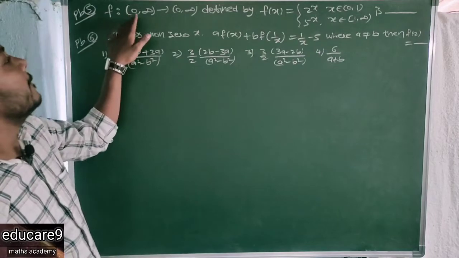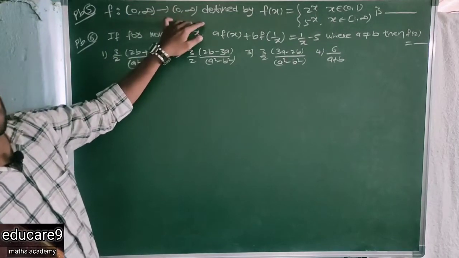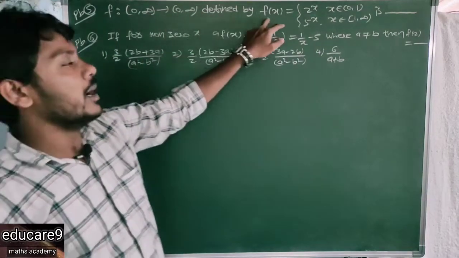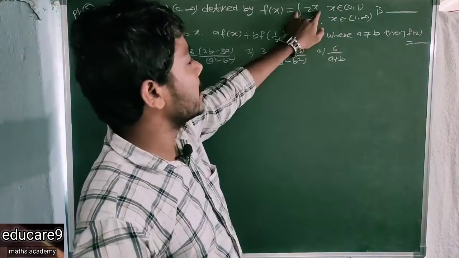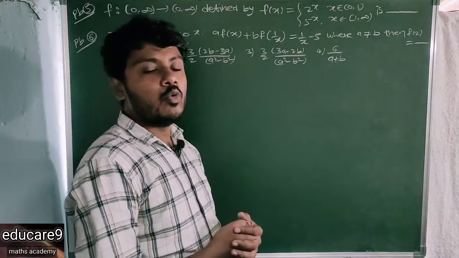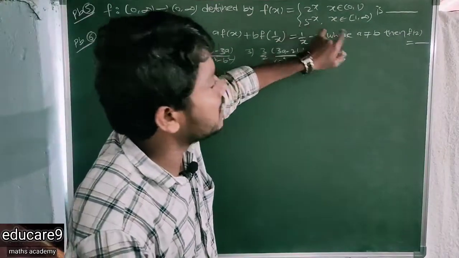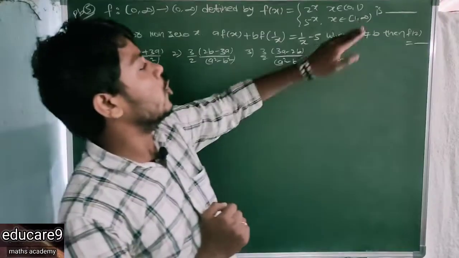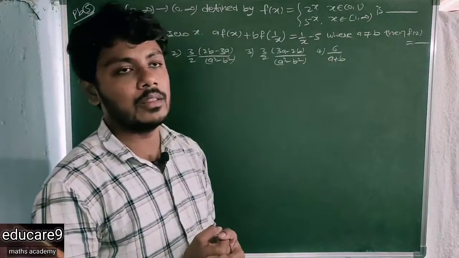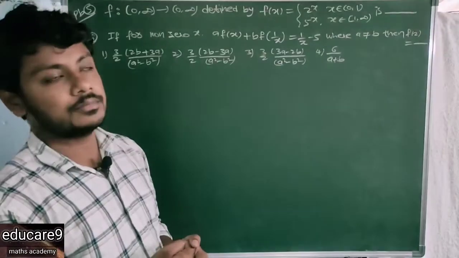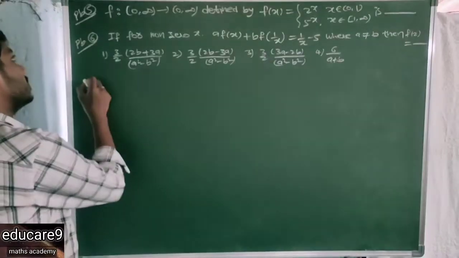f from positive values to positive values, defined by f(x) is 2^x, where x belongs to the open interval (0, 1), and 5^x, where x belongs to the closed interval [1, infinity). Then f is what? See our solution.